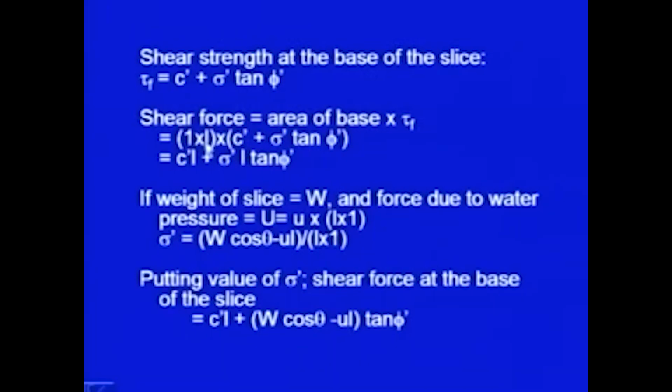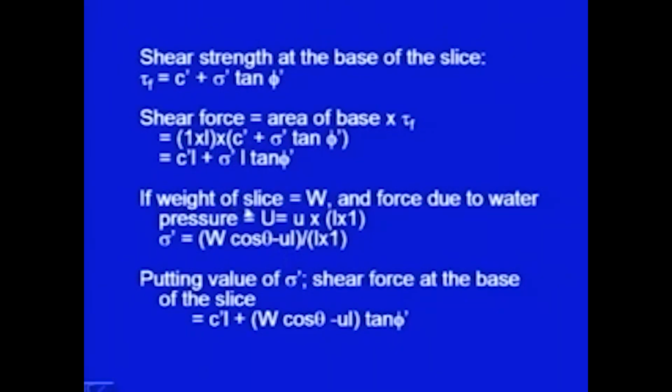The dimension perpendicular to the plane of paper is 1. So, area is 1 into L, and into this tau f, c dash plus sigma dash tan of phi dash. So, the shear force which acts at the base of this slice is c dash L plus sigma dash L tan phi dash.